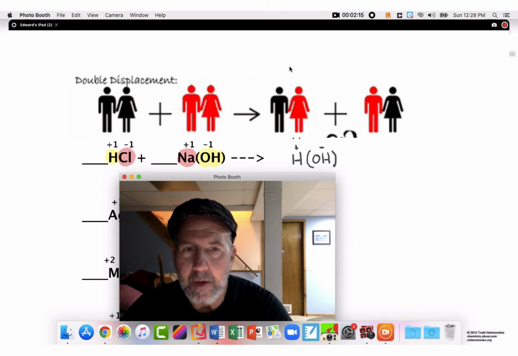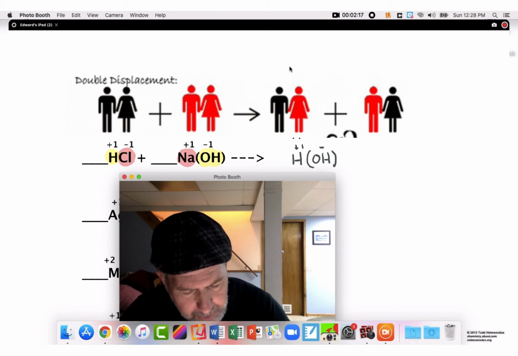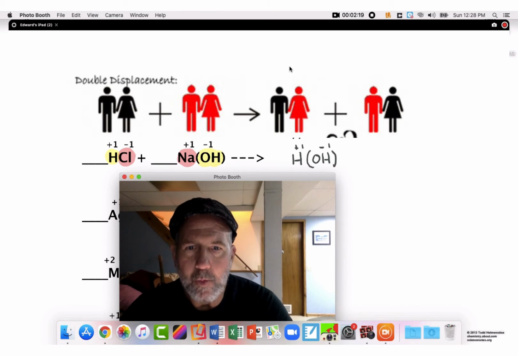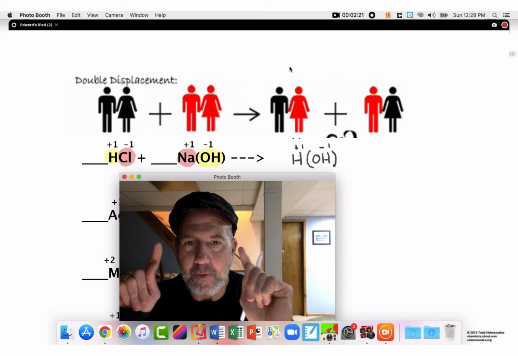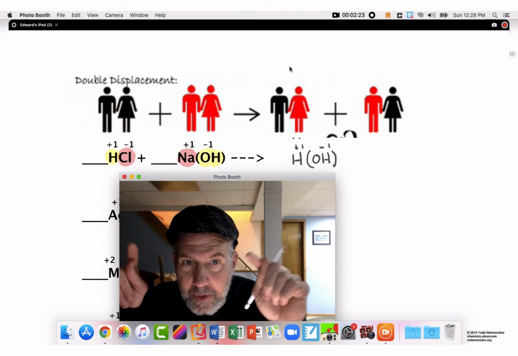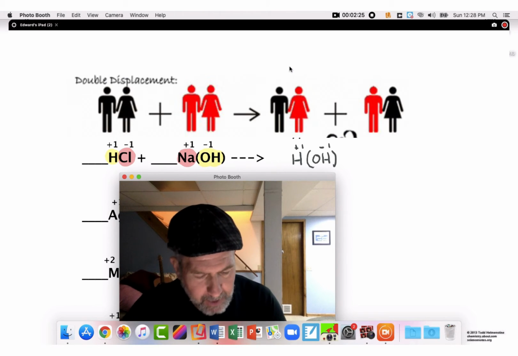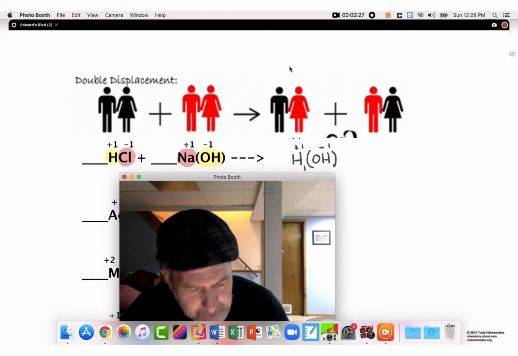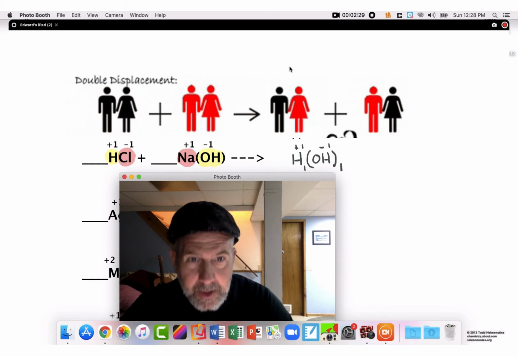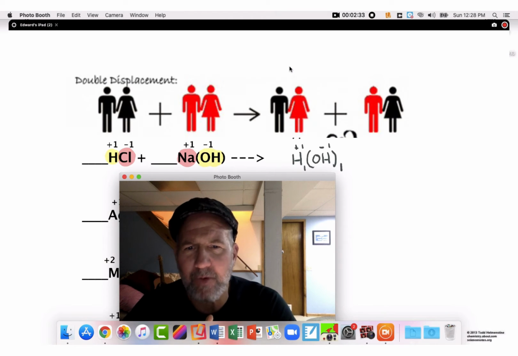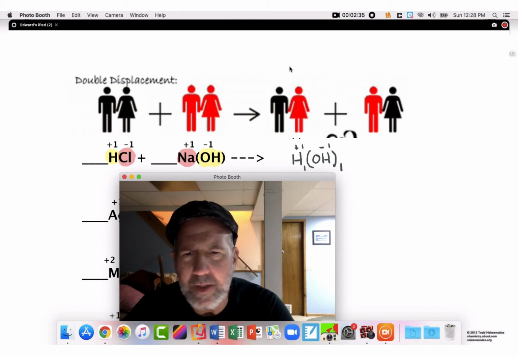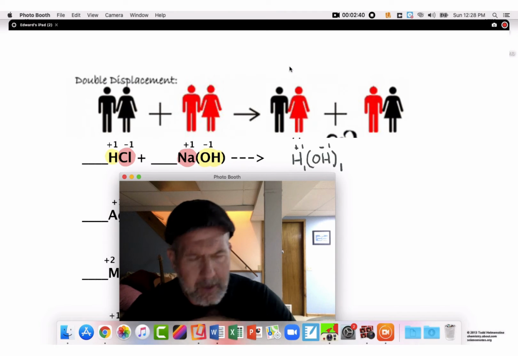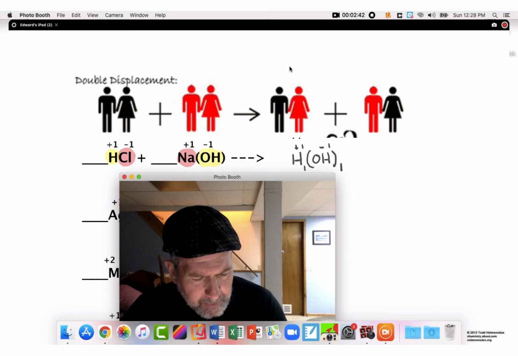All right. Now, remember we talked about formulas. When you're writing a formula, the formula is based on the charges. You just have to crisscross those numbers. So there's a 1 that goes here and a 1 that goes here. Now, in real life, those 1s are optional. We don't have to write the 1s down. I'm going to write the 1s down today because it's our first time. All right. That's our first formula.